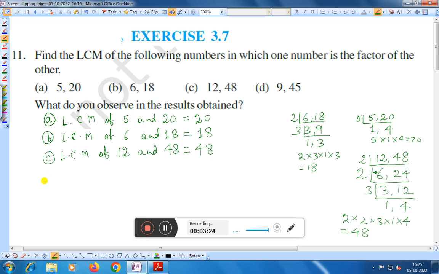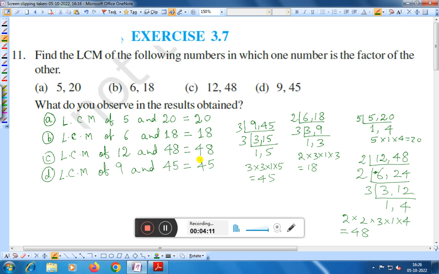And in question D, what do we get? LCM of 9 and 45. We will divide it by 3. That is 3 3 is 9, 3 15 is 45. Again we will divide by 3. That is 3 1 is 3, 3 5 is 15. Therefore, LCM is 3 into 3 into 1 into 5. That is 3 3 is 9, 9 5 is 45. Right? The LCM is 45.